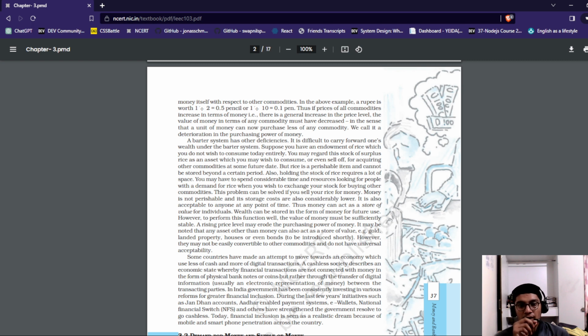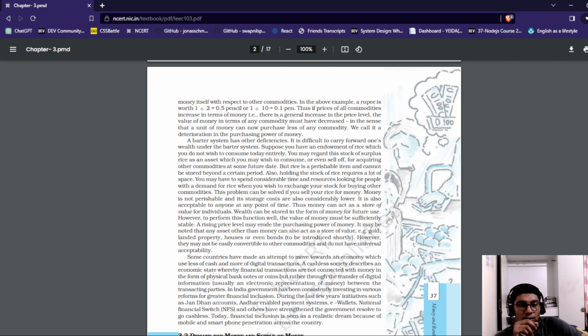A barter system has deficiencies. It is difficult to carry forward one's wealth under the barter system. Suppose you have an endowment of rice which you do not wish to consume entirely today. You may regard the stock of surplus rice as an asset which you may wish to consume or even sell off for acquiring other commodities at a future date. But rice is a perishable item and cannot be stored beyond a certain period. Also, holding a stock of rice requires a lot of space. You may have to spend considerable resources looking for people who demand rice when you wish to exchange your stock for buying other commodities.